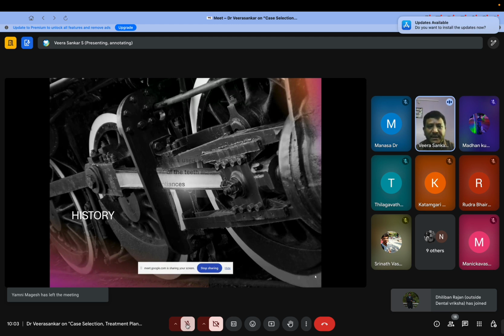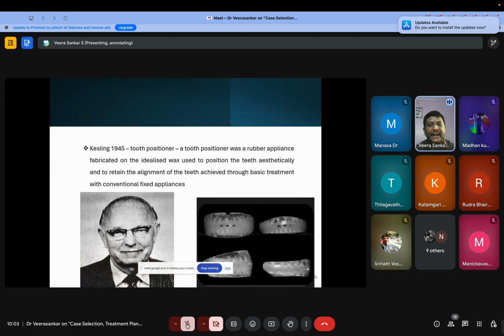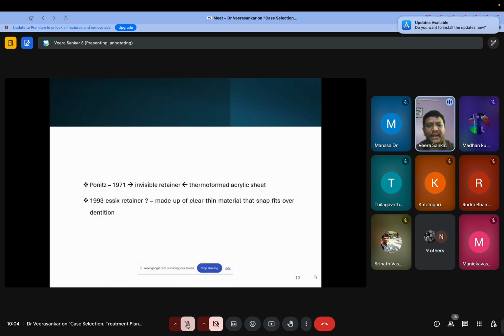So moving on to the history, Dr. Harold Kesling in 1945 introduced a tooth positioner. A tooth positioner was a rubber appliance fabricated on an idealized wax setup, used to position the teeth in an aesthetic manner and to retain the alignment of the teeth achieved through basic treatment with conventional fixed appliances. Later in 1971, Ponitz introduced an invisible retainer, which was formed using a thermoformed acrylic sheet. Later in 1993, a retainer was introduced which was made up of a thin, clear sheet of material that snap fits over the dentition.